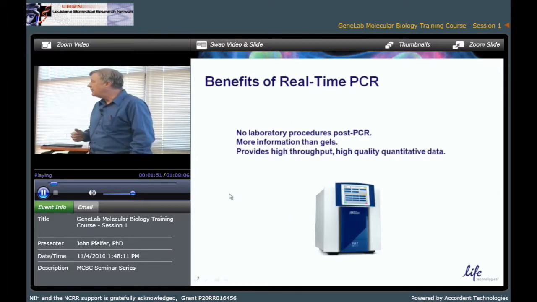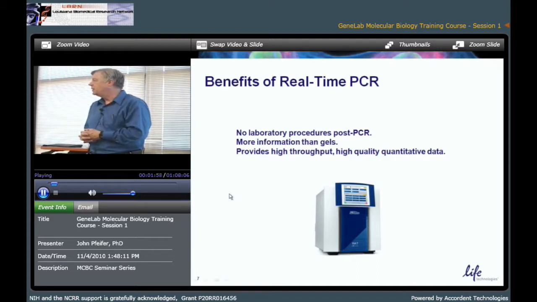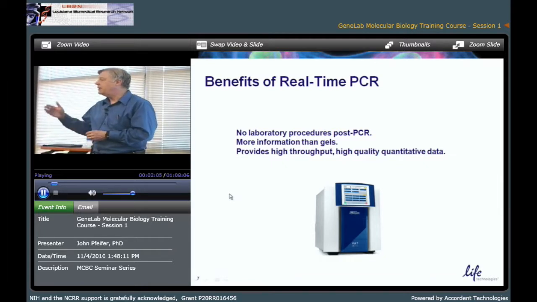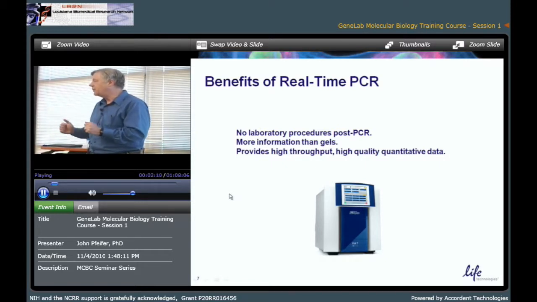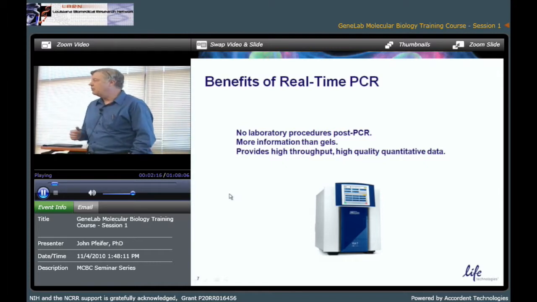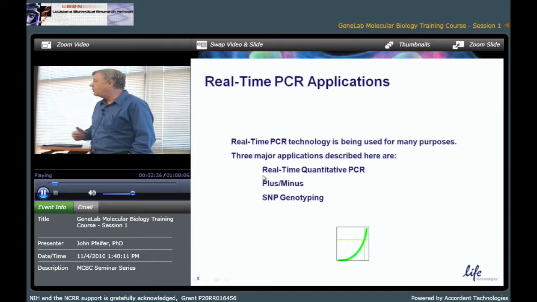There are some clear benefits to real-time technology. First, we don't have to worry about the post-PCR procedures of traditional, gel-based PCR, so gels are gone. That's nice. We get a lot more information than gels. We get to see different data layers, there are different dyes in the chemistry, and we get to see all 40 cycles of data. But where real-time PCR really became recognized around the world is in the field of quantitative PCR. It is considered, in fact, the gold standard when it comes to quantifying nucleic acid targets.